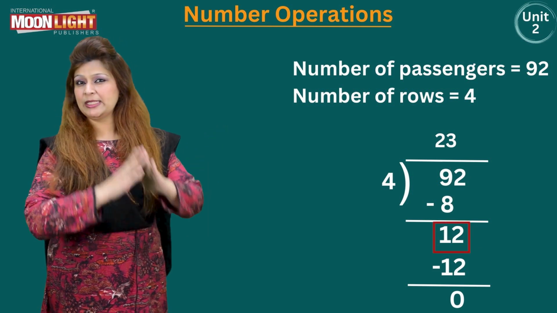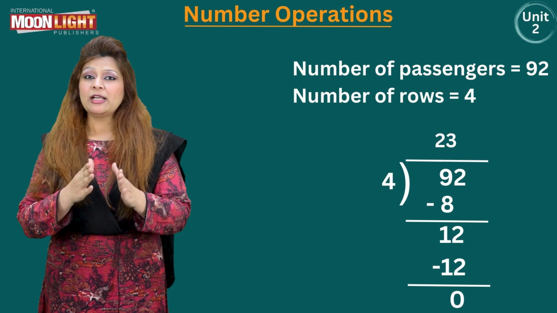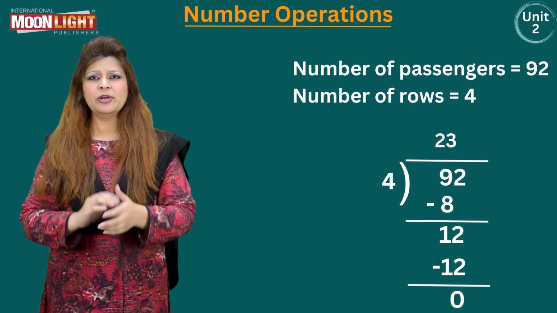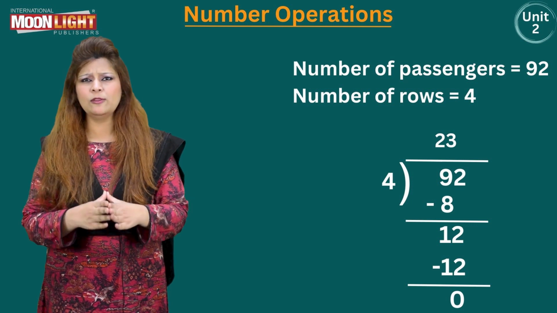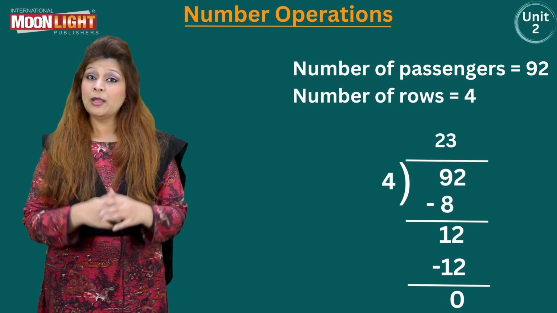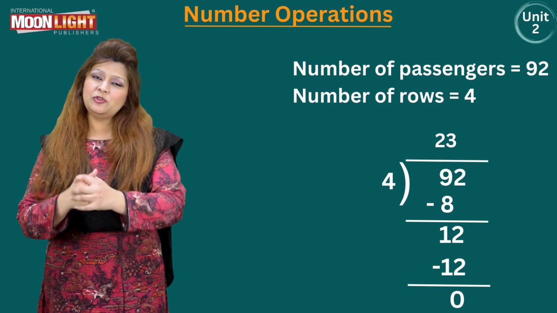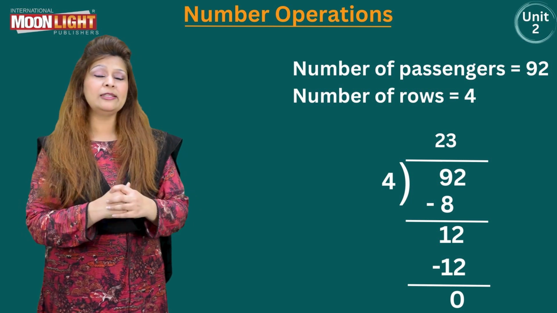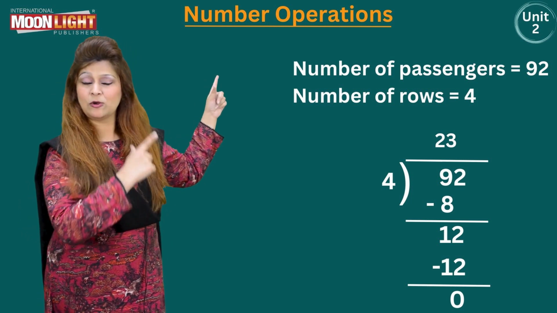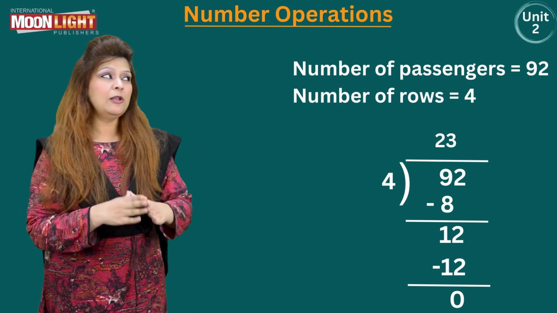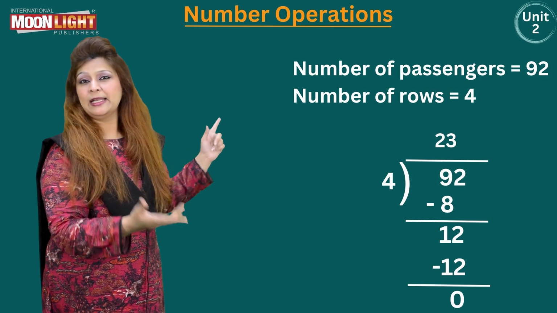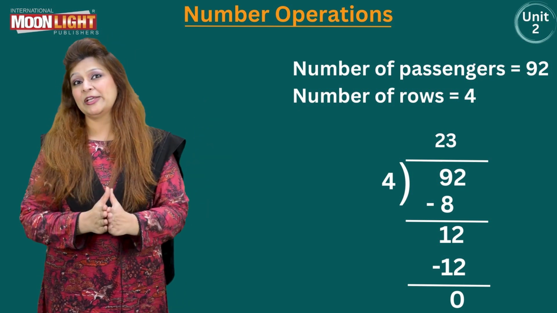Now my dear students, again I'm going to check the 4 times table. In the 4 times table, is there any 12? Yes, if I remember the 4 times table, I know that there is 12. But where is it? 4 3s are 12. So I'm going to write the number 3 on the top, on the quotient side, and then I'm going to write the number 12 below this number 12, and then again I'm going to do a subtraction process.